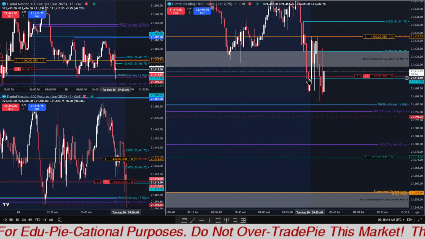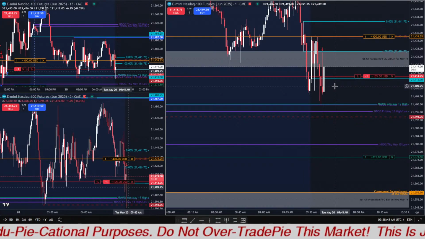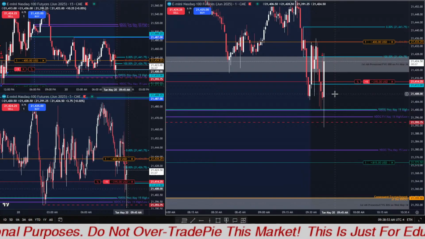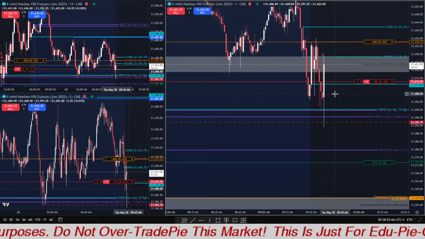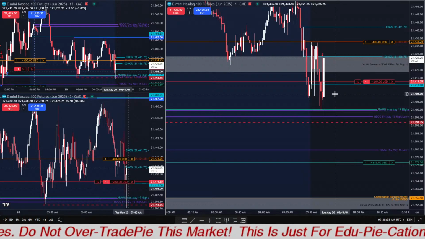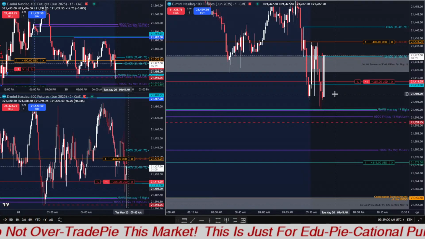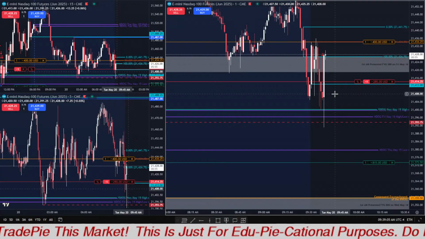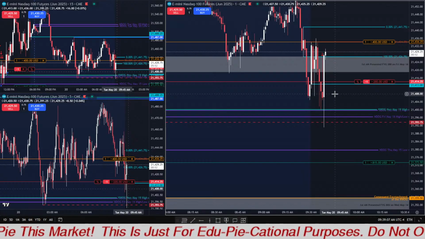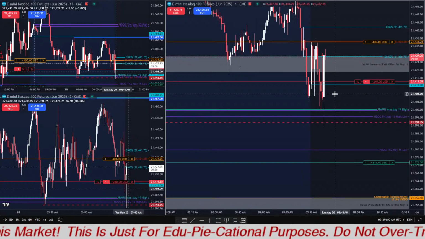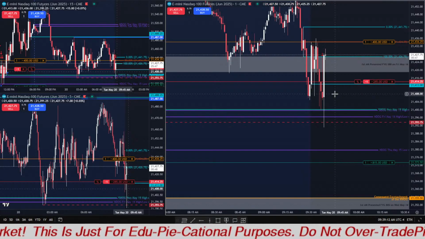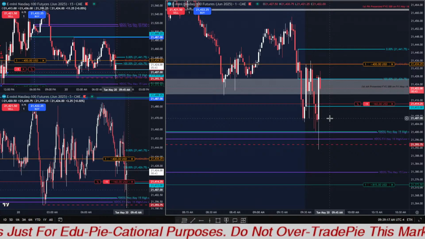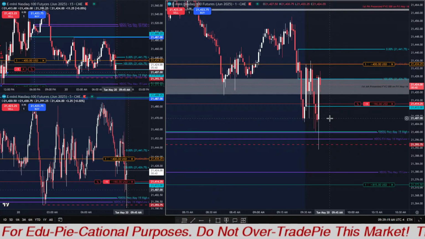Once again tapped into the opening price at 9:30, and let's see how the market is behaving over here. Well, the market is getting closer to my stop loss over here. Probably they're going to hit my stop loss.